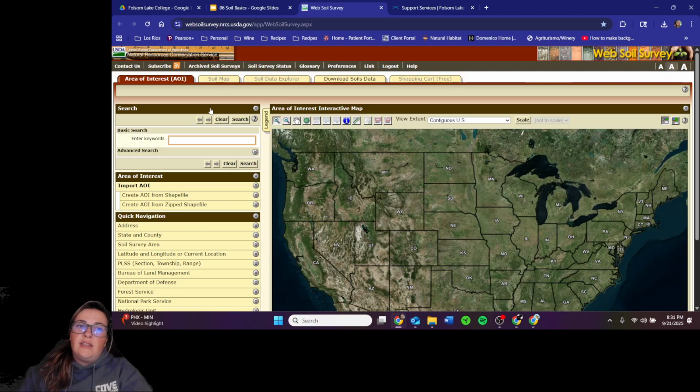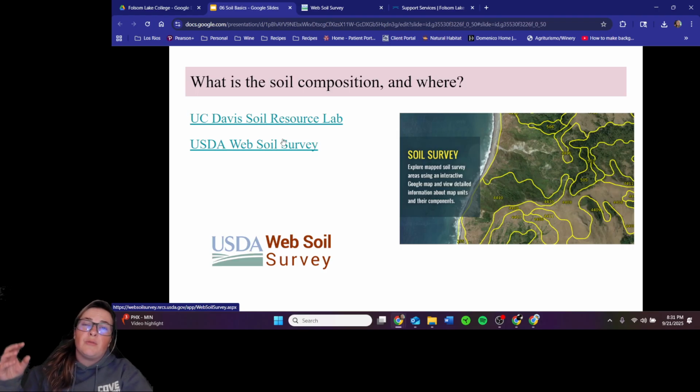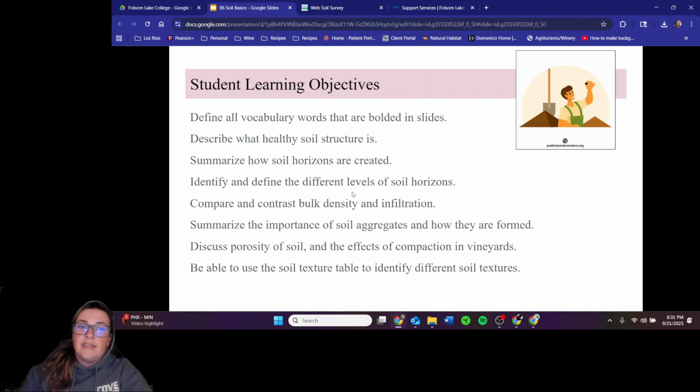I was able to use this at Boger to help them understand which soils were in which parts of the vineyard. And it was very interesting and very informative. So we have these resources for you guys here.